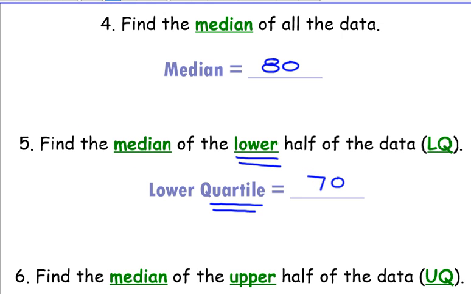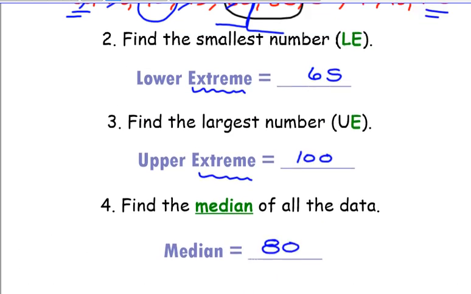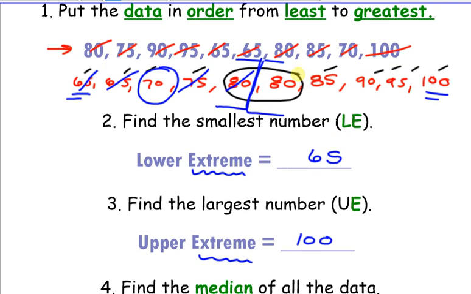And we're going to repeat the exact same process and find the upper quartile. And that's the median of the upper half of the data. Cross out, cross out, cross out, cross out, and we're left with 90.